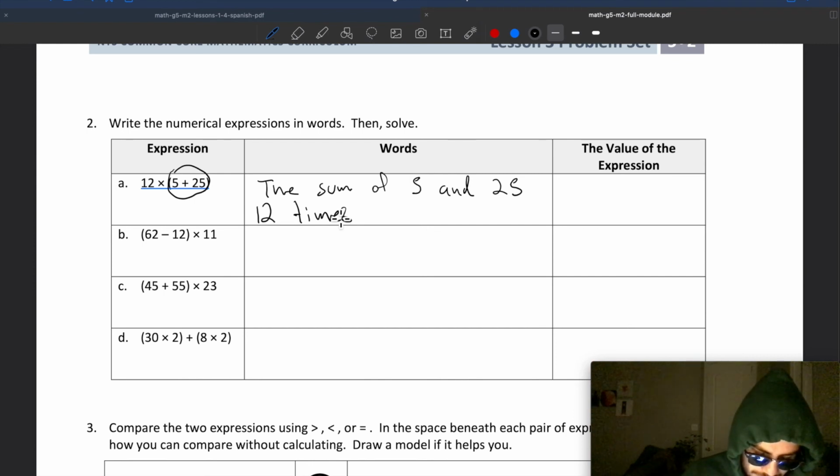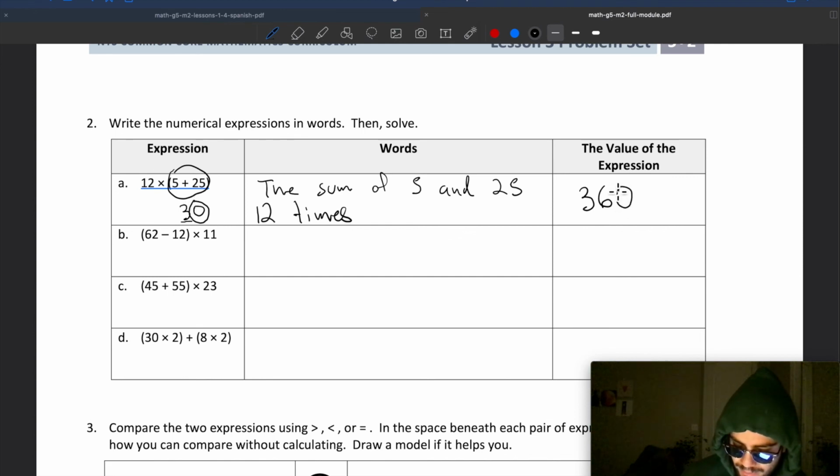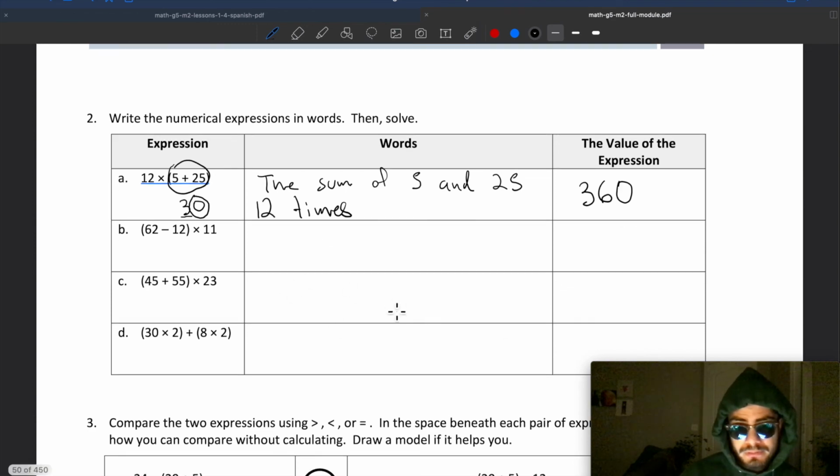I know that the sum of 5 plus 25 is 30. And I know that 3 times 12 is 36. And I know that I have a 10 to add at the end. So my answer is 360. Okay, and that's all you're doing in these is you're writing out what they would be using words, and then you're just solving for it. Okay.